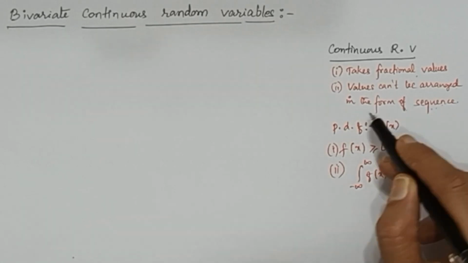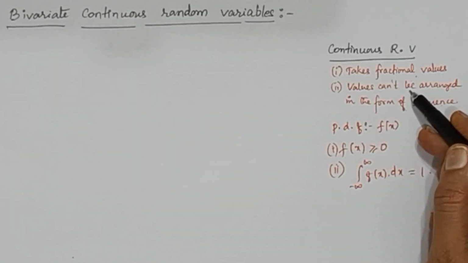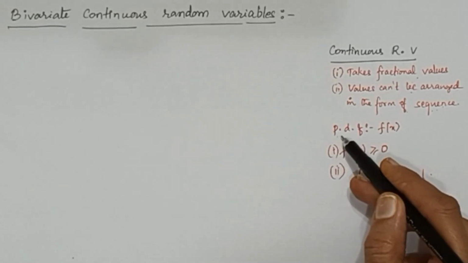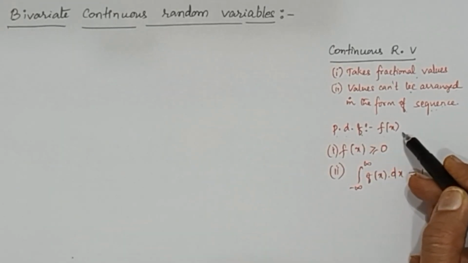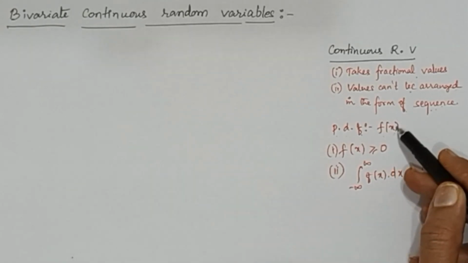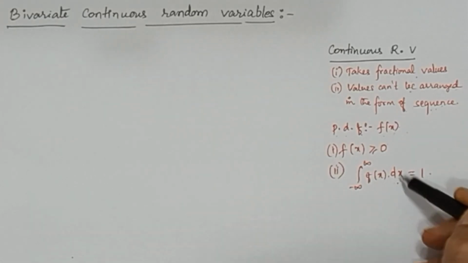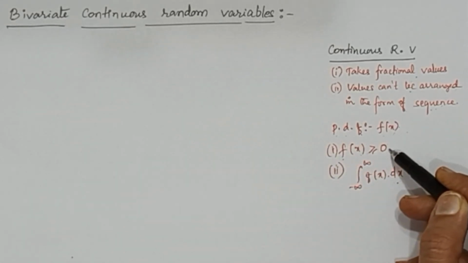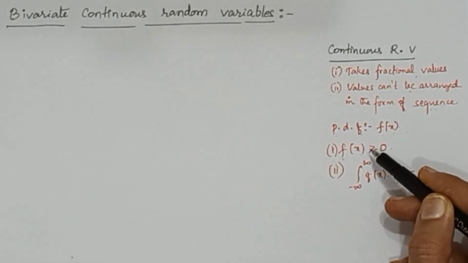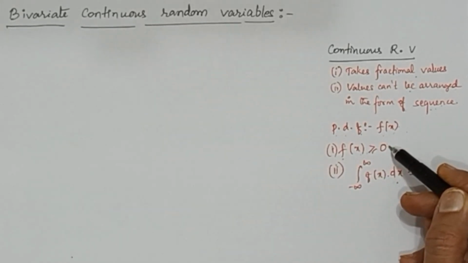That's why the probability distribution of a continuous random variable is named the probability density function, and it is represented by f of x. Any function f of x satisfying these two conditions is called a probability density function. The first condition is f of x must be greater than or equal to 0. As it is a probability function, each probability must be greater than or equal to 0.